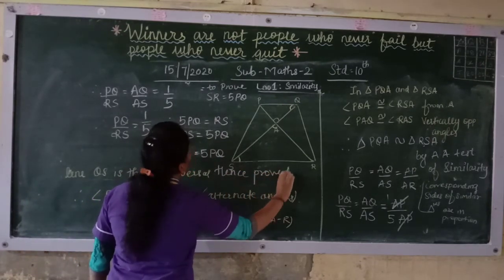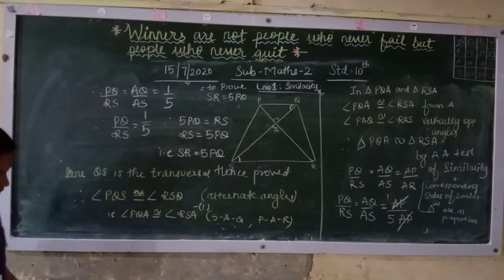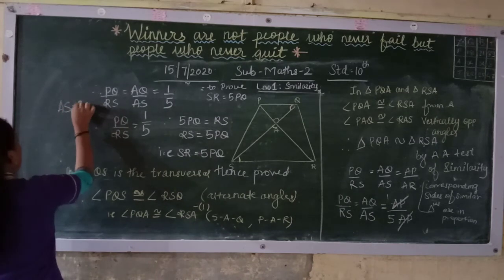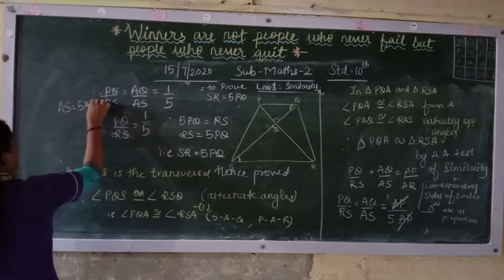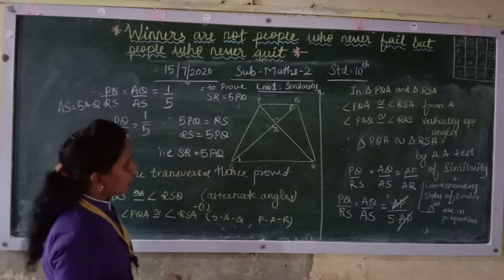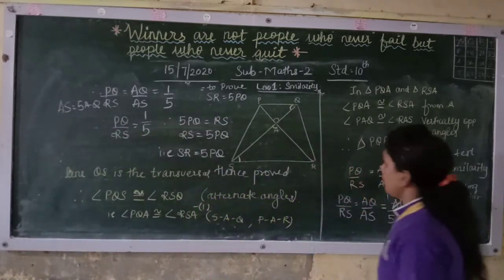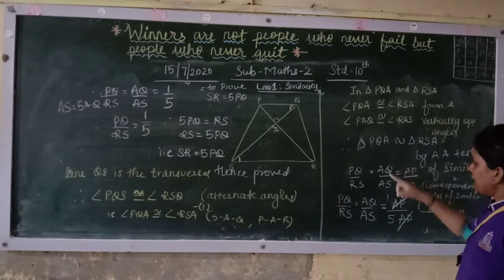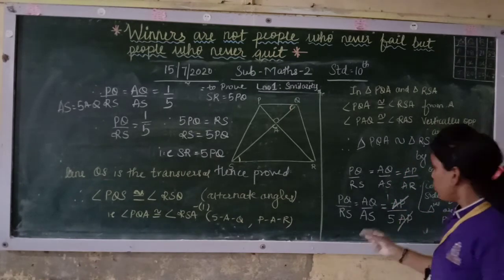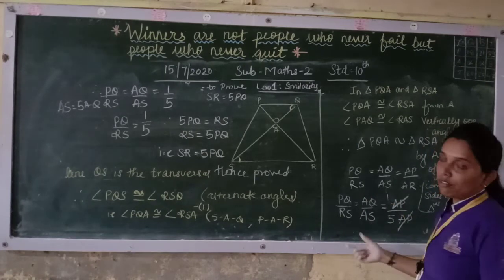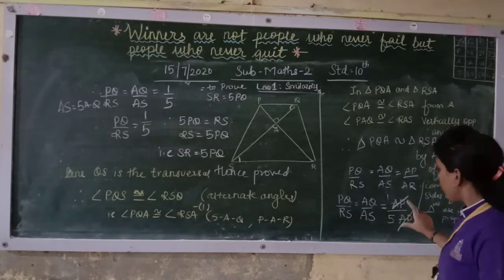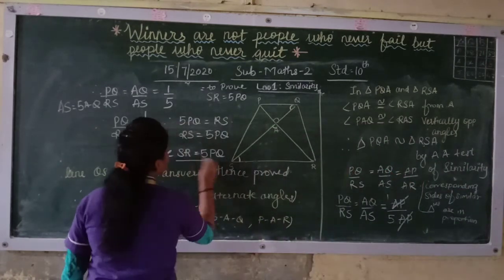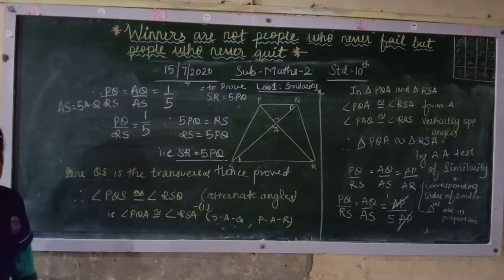Now if you pay attention in the question, it is given that AS is equal to 5 AQ. So we can use the other one. If you use AS is equal to 5 AQ, here also it will get cancelled and you will get 1 upon 5. So any you can take. If you take this, you will get PQ upon RS is 1 upon 5. Here also you substitute, you will get 1 upon 5. Ultimately you have to get that SR is equal to 5 PQ.